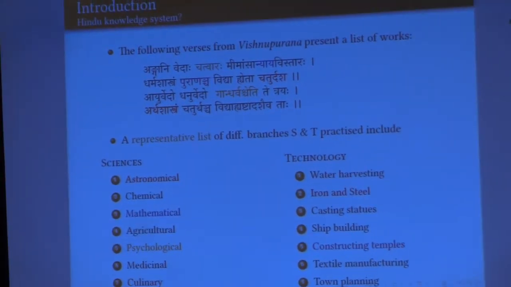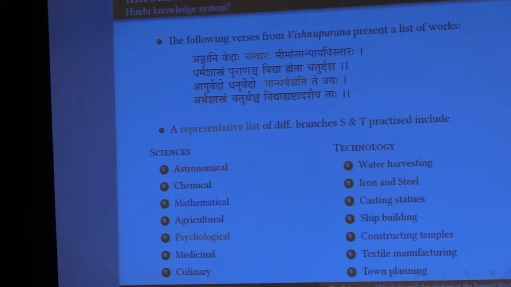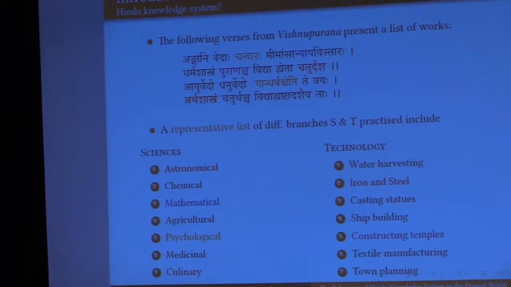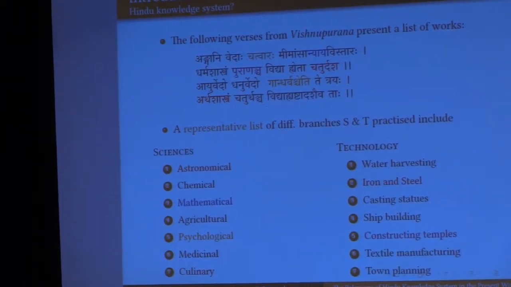So when we think of sciences, we can think of astronomical, chemical, mathematical, agricultural, psychological, medicinal. All of them have been dealt with in great detail in many of our shastras. Each one is called a shastra. If we call Supa Shastra, Hasta Shastra, Ashwa Shastra, and so on, the word shastra is basically a systematic study of that particular discipline. Then there are so many other technologies which we have been specializing in. Next, please. I am going to highlight a few things related to astronomy, mathematics, and a few other things towards the end.